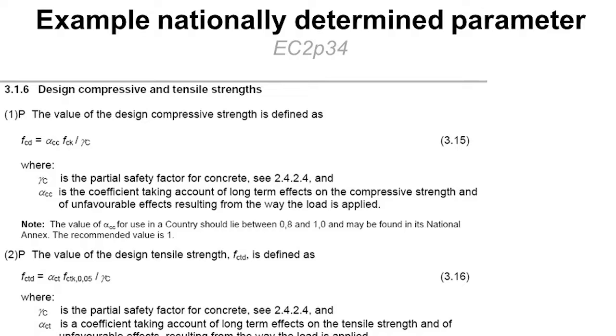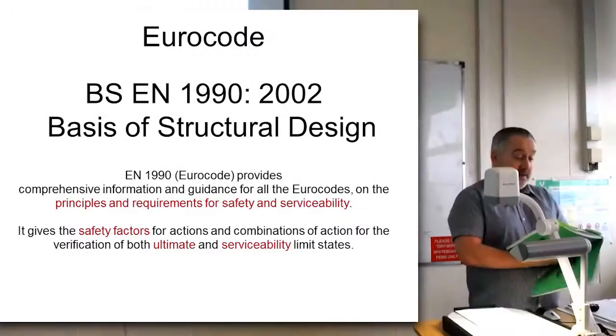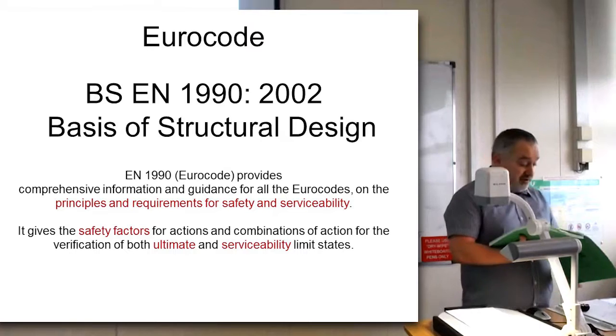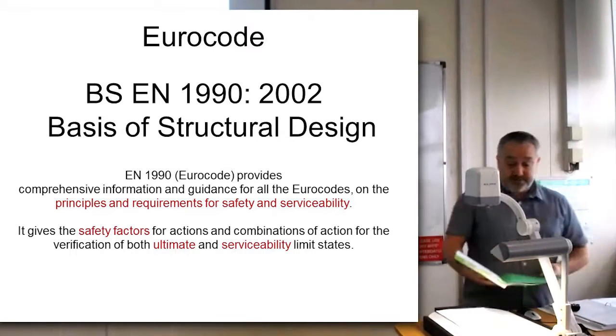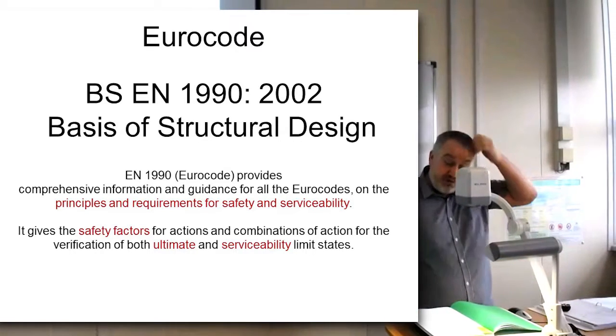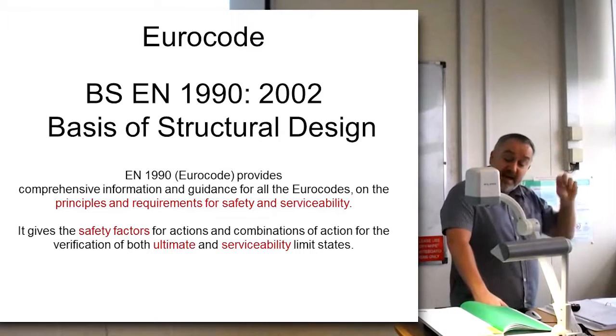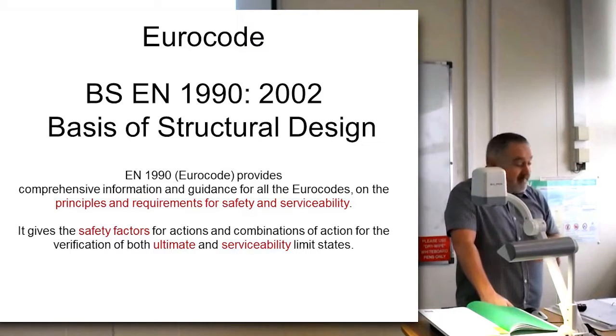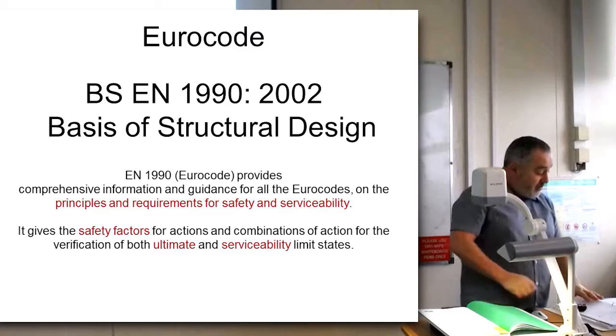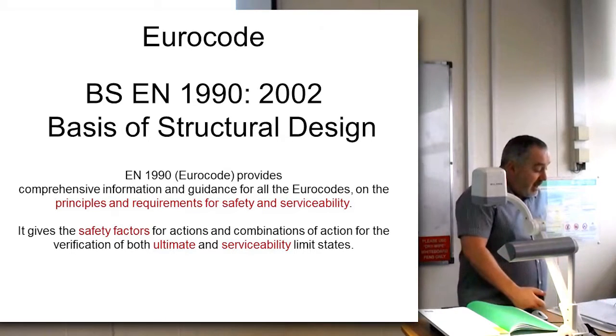And so it should lie in between 0.8 and 1, and you can find that in your national annex. The recommended value is 1. Eurocode basis of structural design. So we'll introduce this Eurocode. We'll take up the interesting bits, and then we'll see how we can apply them.